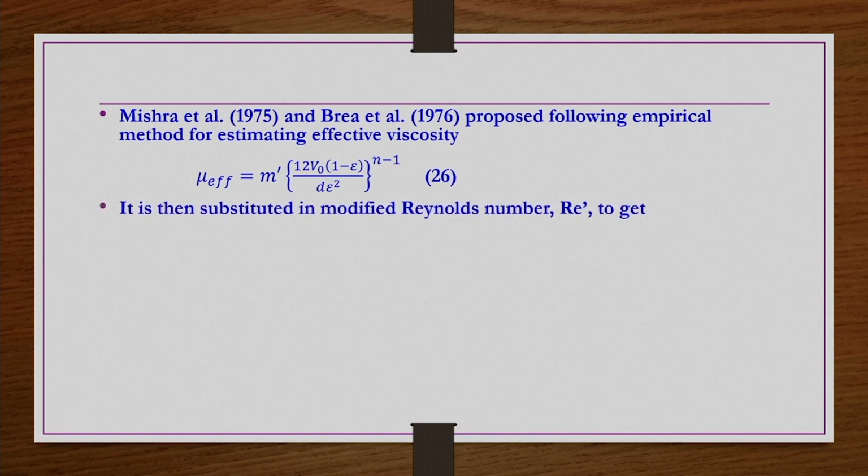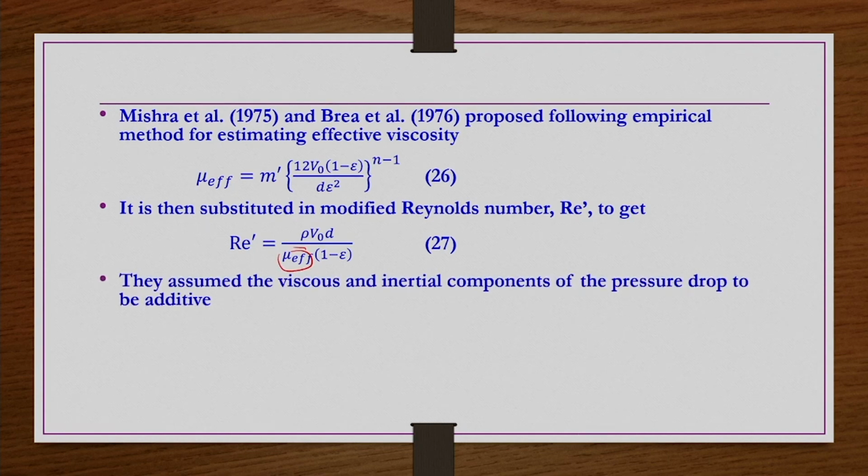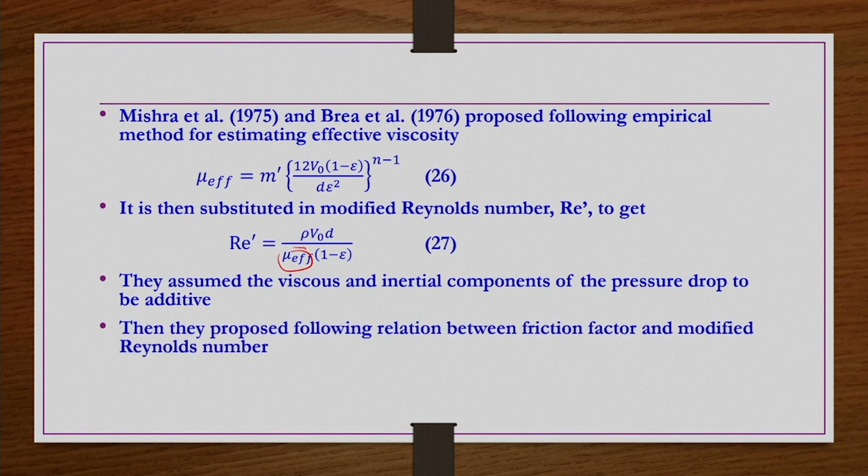And now using this one they have defined the Reynolds number Re prime. Like rho V naught D by mu into 1 minus epsilon is the Reynolds number for a Newtonian fluid flowing through a packed bed. So, in place of mu we have mu effective. Now you substitute mu effective here and get the Re prime for the case of power law fluids flowing through packed beds. Further, these researchers assumed the viscous and inertial components of the pressure drop are additive, and then they proposed the following correlation between friction factor and modified Reynolds number like this.